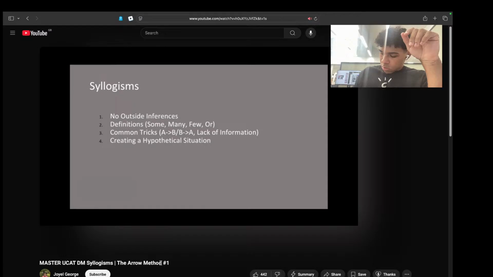So firstly, the important idea is that you can't make any outside inferences. You can't use any of your own knowledge as such. All you can use is the information given to you in the premise. You can't make any assumptions or anything like that.